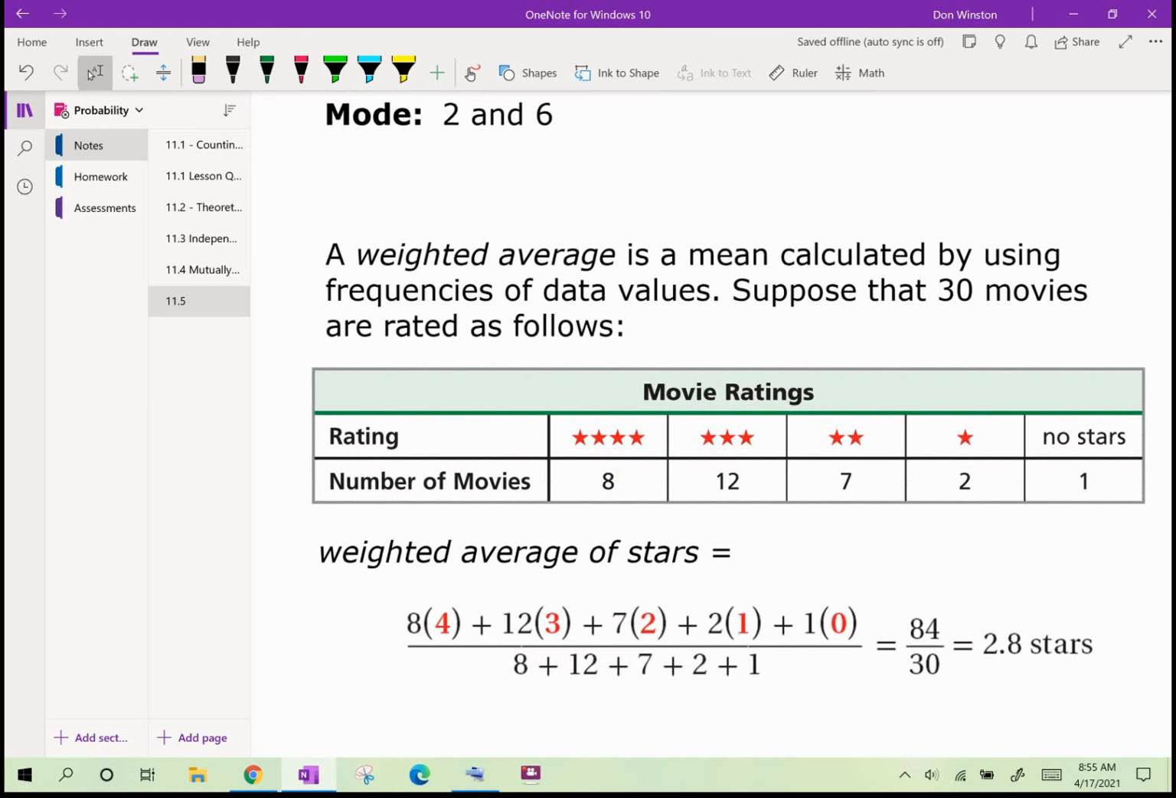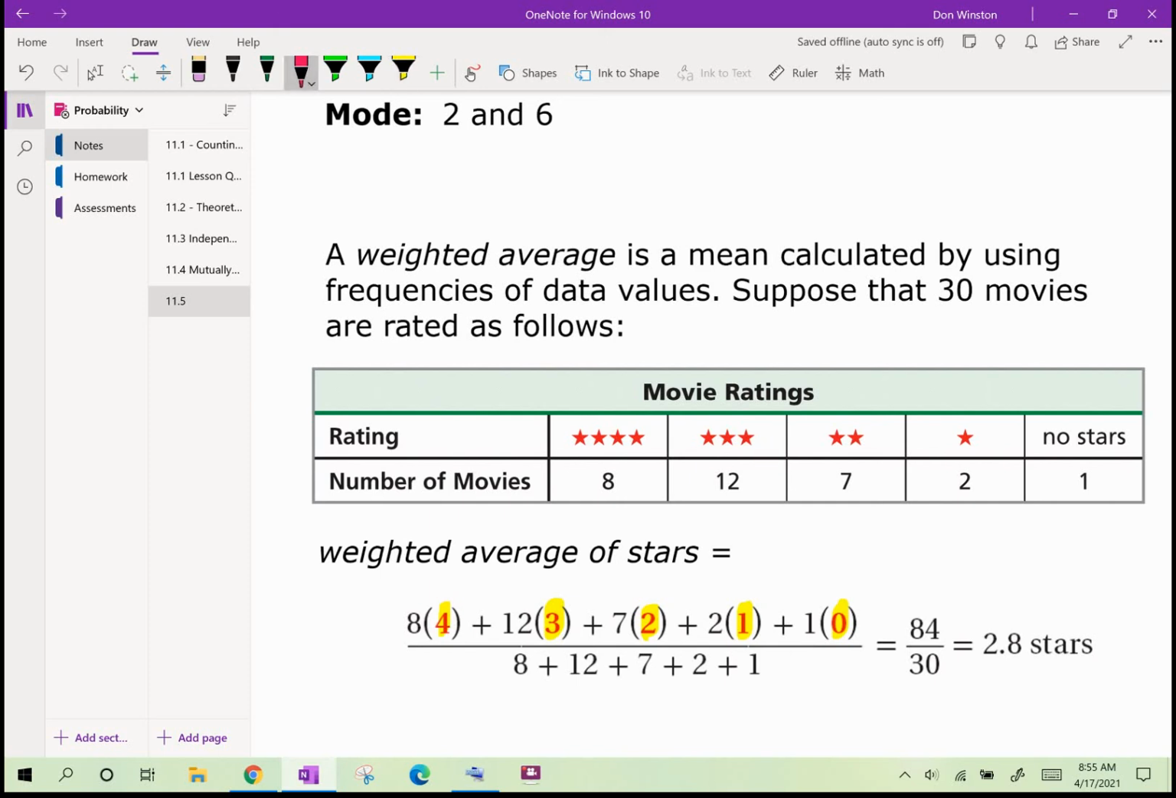Well, what we say is that we had 8 movies and they were rated 4 stars, and then we had 12 movies, they were rated 3. So you see, we're giving more weight to those movies that had a higher rating. And then we had 7 movies that were rated 2, 2 movies rated 1, and then we had 1 movie that was rated 0. So what we do, we add up those products, we get 84, and now we divide by the number of movies we had. So we had a 2.8 star rating, 2.8.